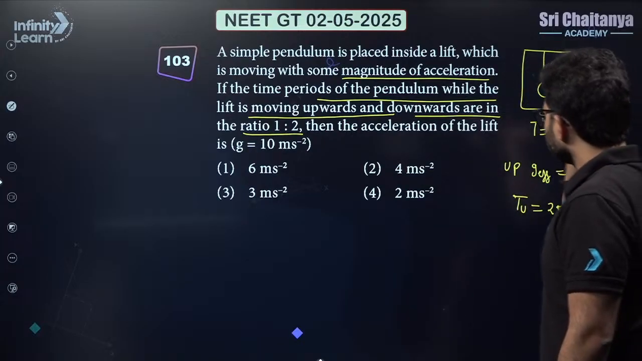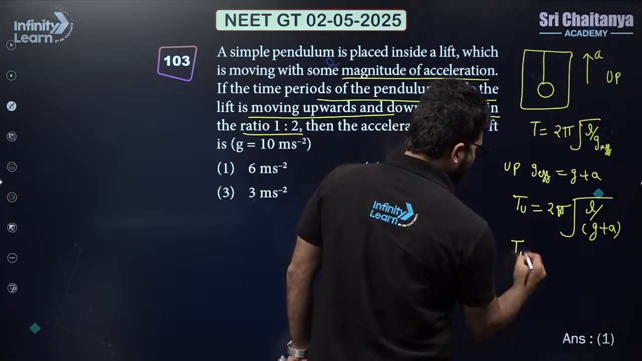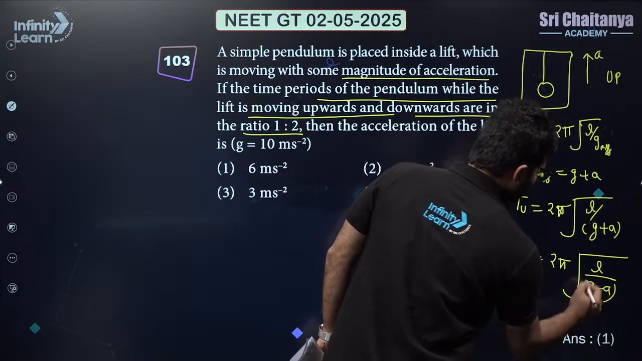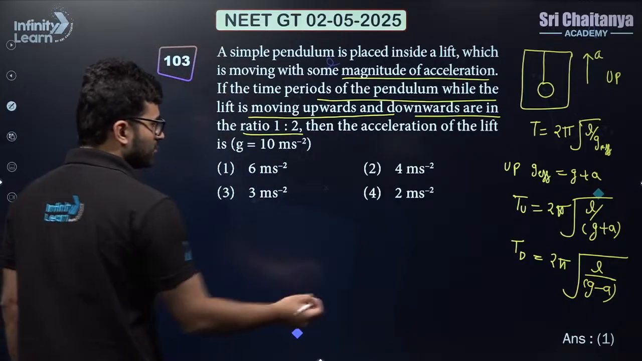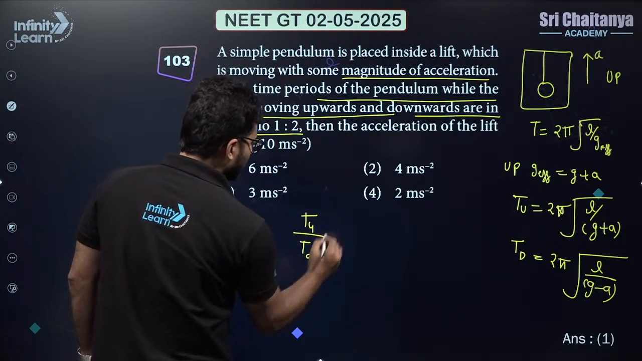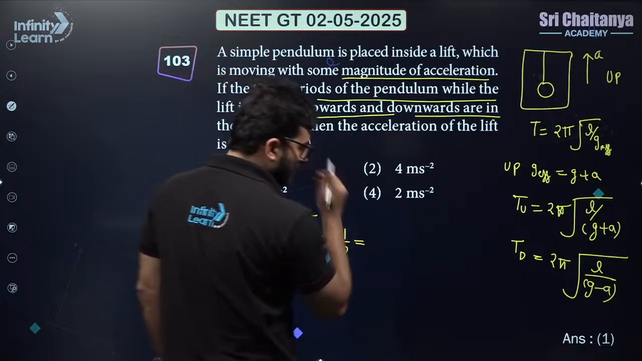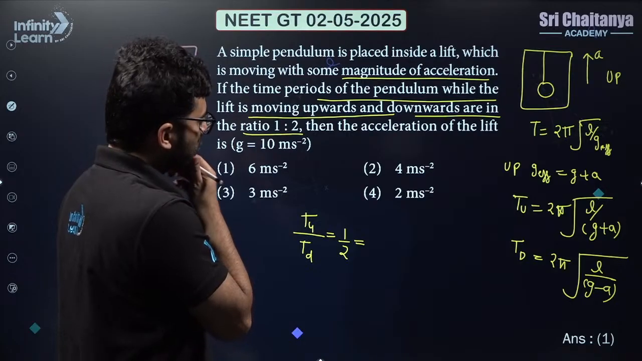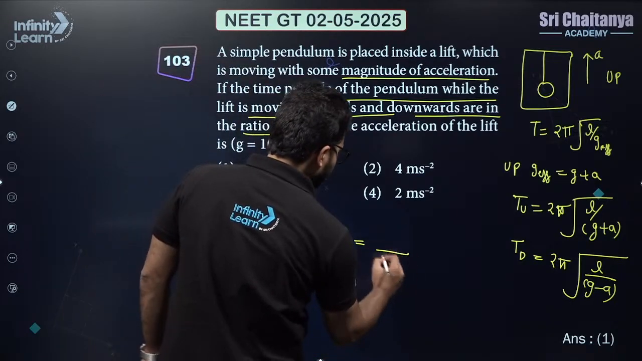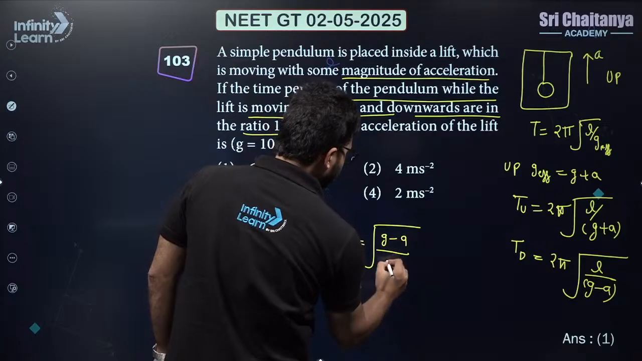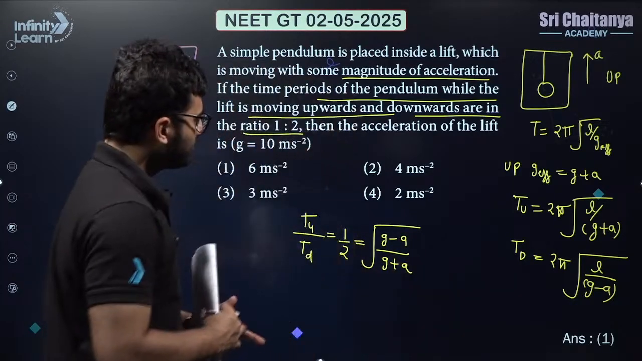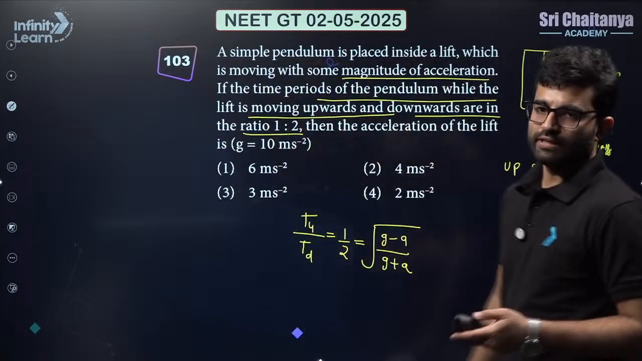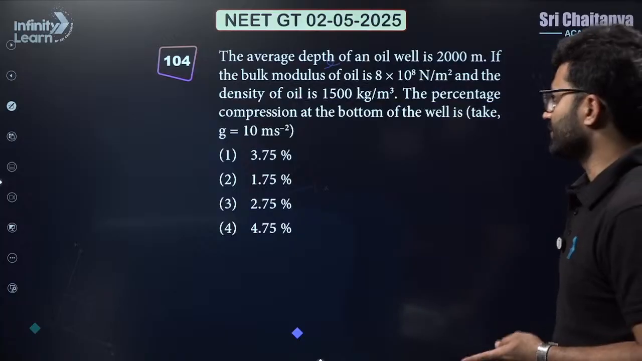What is the time period going down? Again, it would be just the negative of this. So that would be 2 pi root over L upon g minus a. Now the ratio of these two has been given to you, that is 1:2. So TU upon TD is given as 1:2. Let us try to take the ratio from here. So that would be root over g minus a upon g plus a, right? Is that clear? That TU, g plus a will come down. So from here you can square both sides and then calculate the answer, right? Mathematics I am not doing.